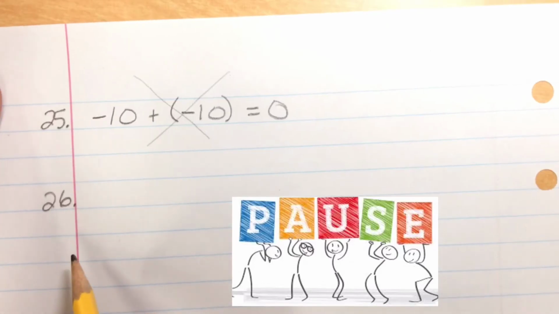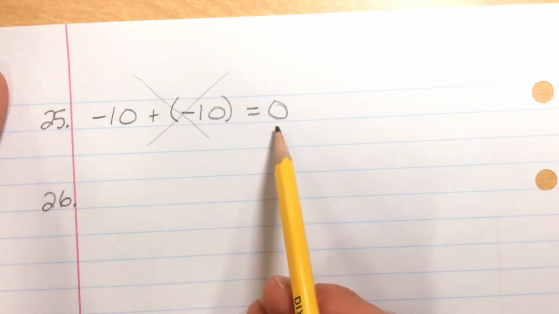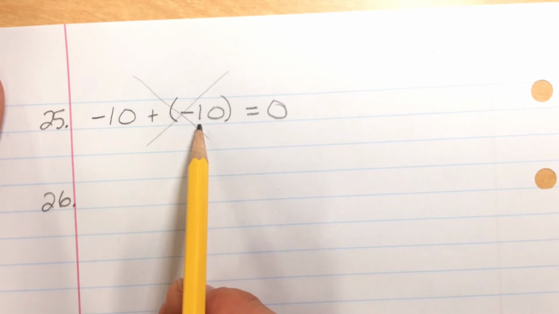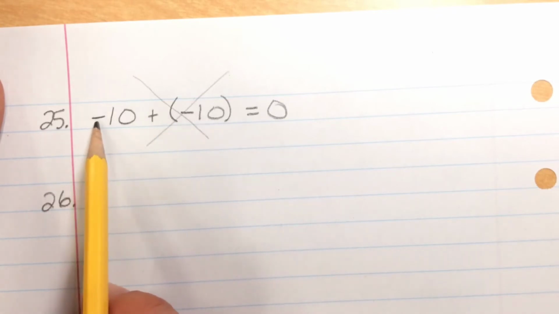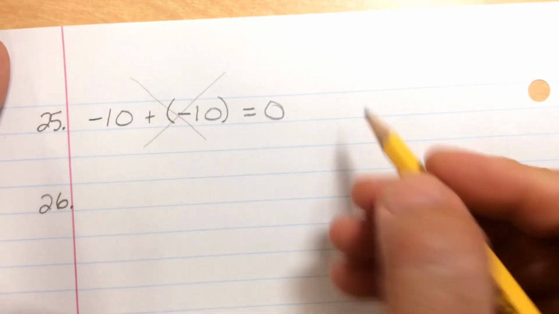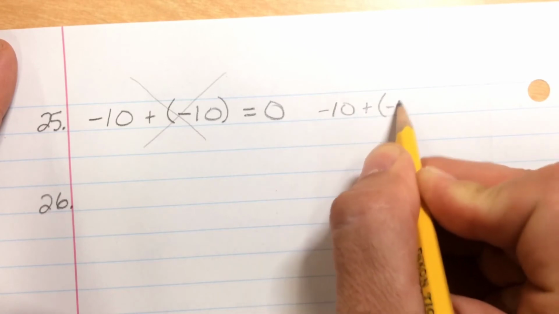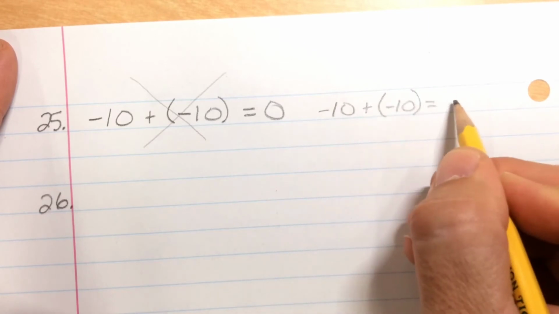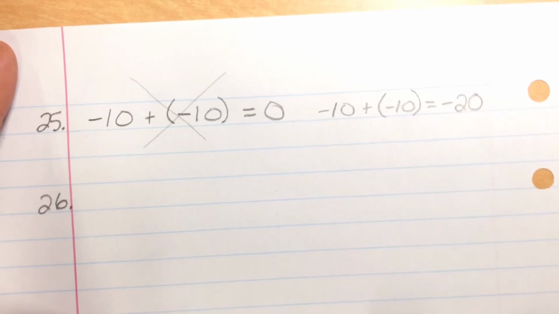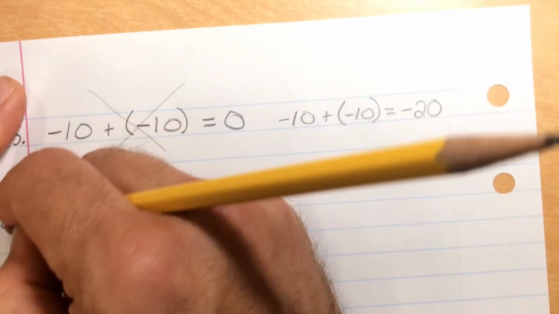For number 25, we have to fix this problem. They have negative 10 plus negative 10 equals 0. And they were probably thinking that these were opposites, but obviously they're not opposites. They're the same. I have two negatives. And remember, same sign, add and keep. So it should have been negative 10 plus negative 10 equals, add the number parts, keep the sign, negative 20. For number 26, oh no, don't do that, evens.